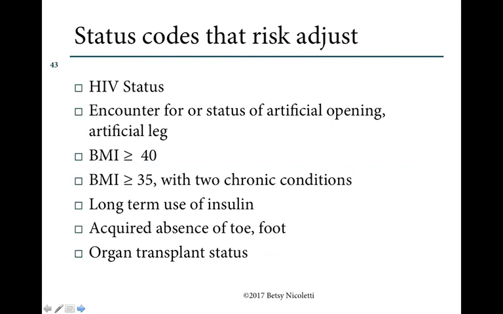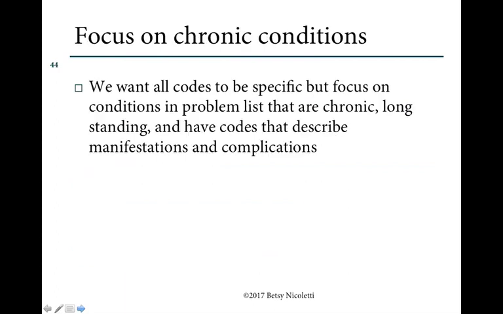Quadriplegia and paraplegia aren't status codes, of course. They're in the nervous system chapter. Those risk adjust. And then monoplegia and hemiplegia, which are late effects of strokes. Again, not Z codes, those I69 codes, that risk adjusts as well.